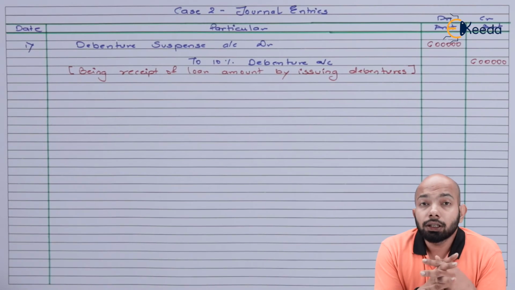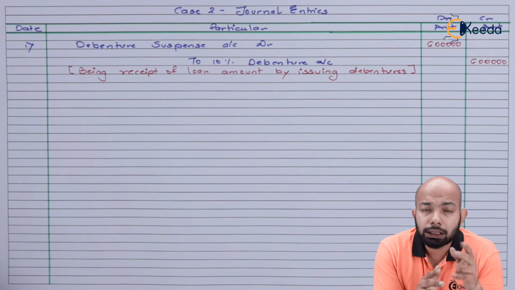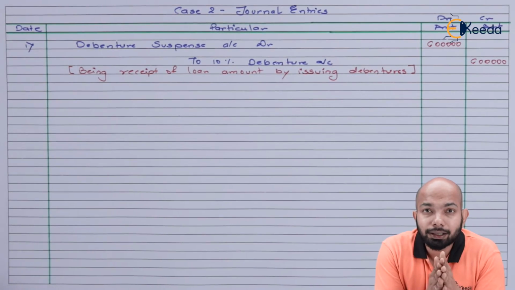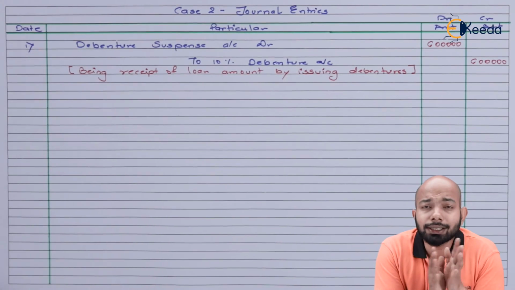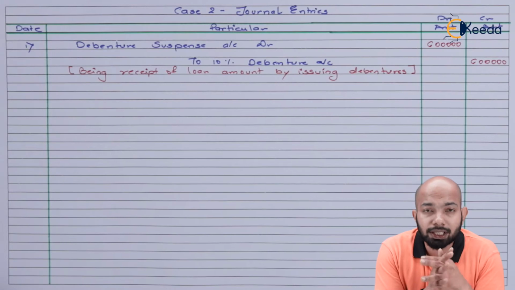We haven't passed the reverse entry here, the reason being, as we have mentioned, that this amount hasn't been repaid in this year itself. So we have taken the loan, hence this entry has been passed. Let's move on to the receipt of application money for the normal subscription.